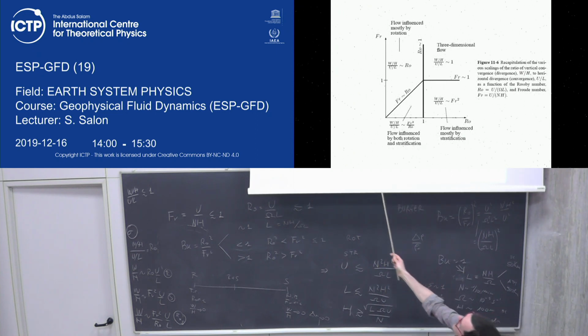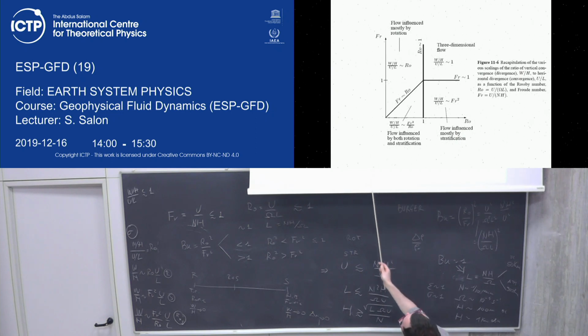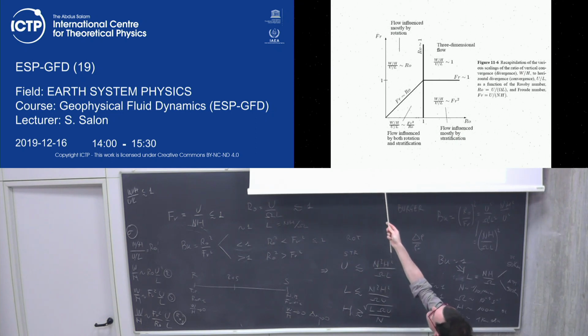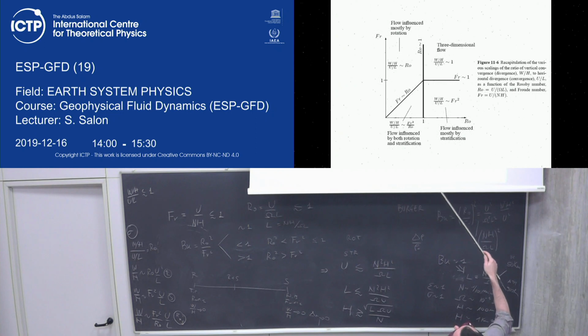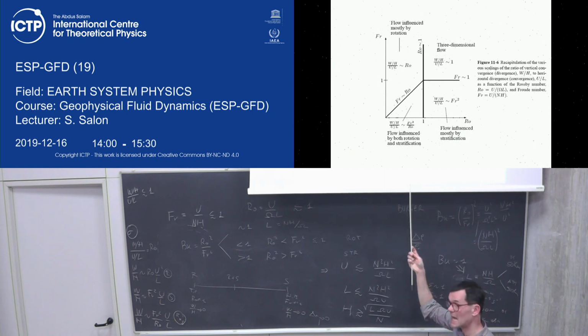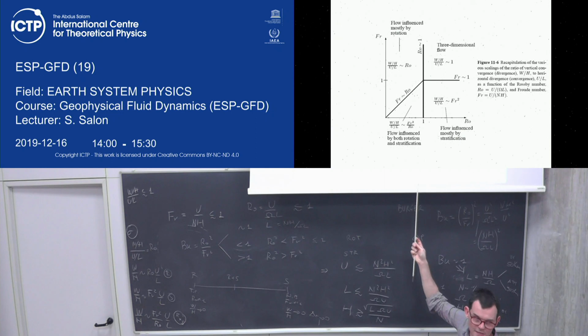On the other side, if we are here, with Froude number big and Rossby number very small, the flow is influenced mostly by rotation. If we are in this area, close to where the Froude number is of the same order of the Rossby number, we have the third scaling, which is Froude squared over Rossby, and the flow is influenced by both rotation and stratification. When we are far from this zone, where omega, the vertical divergence and convergence, has the same scale as the horizontal one, we have three-dimensional flow.